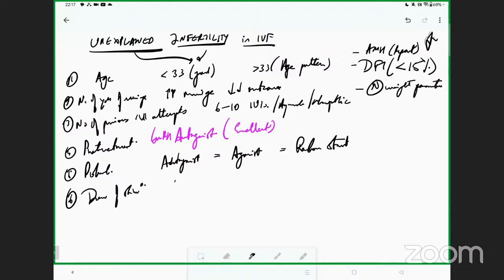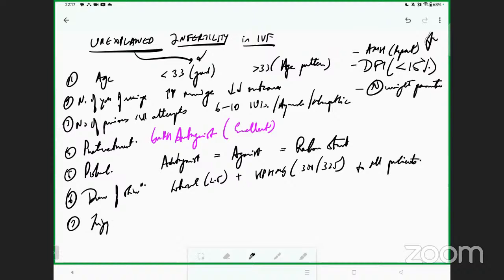6. Can you standardize the dose of stimulation for these patients? The answer is yes. We almost always give letrozole 2.5 plus HPHMG somewhere between 300 and 375 to all patients of unexplained infertility. All patients of unexplained infertility.